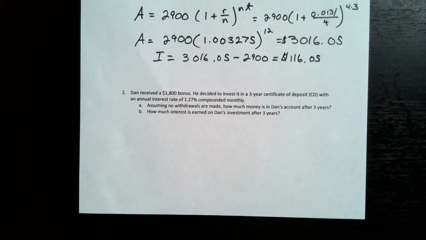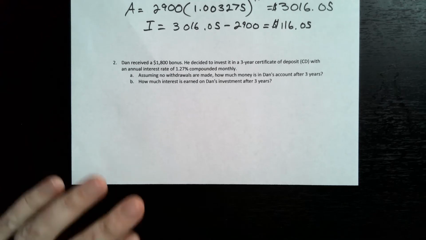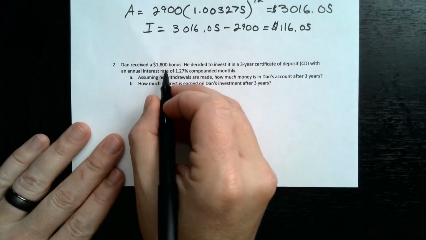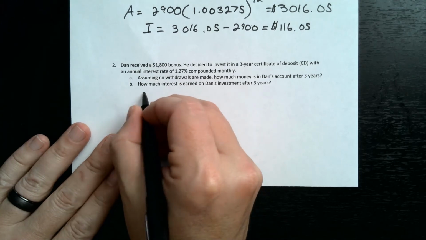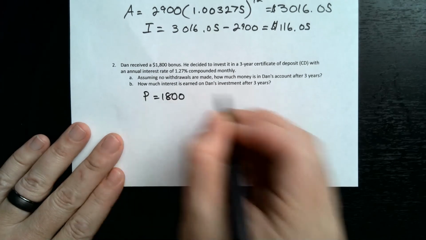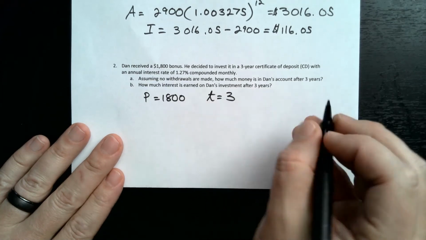All right, let's look at this one. Dan receives an $1,800 bonus. He decided to invest in a 3-year certificate of deposit, a CD, with an annual interest rate of 1.27% compounded monthly. Okay, so let's figure out what our stuff is here. So this is how much that was in there originally. That's P is equal to 1,800. 3-year, that's T. T is equal to 3.